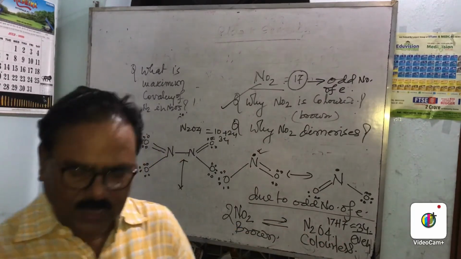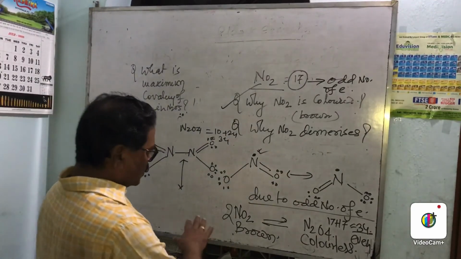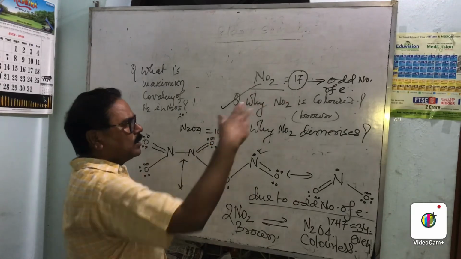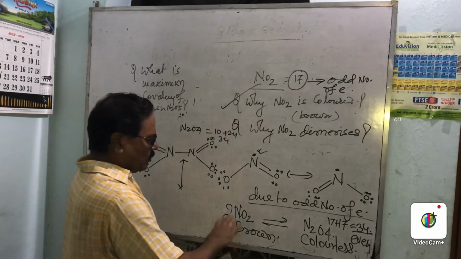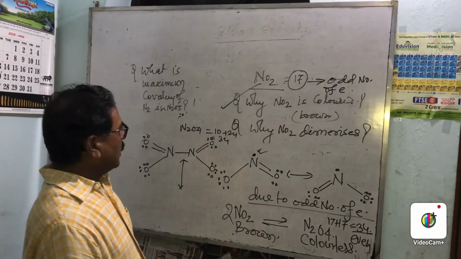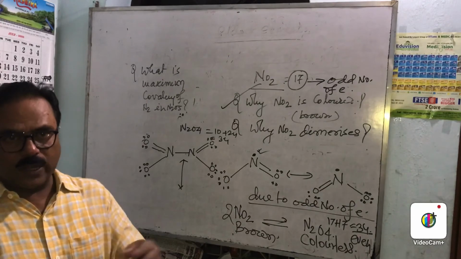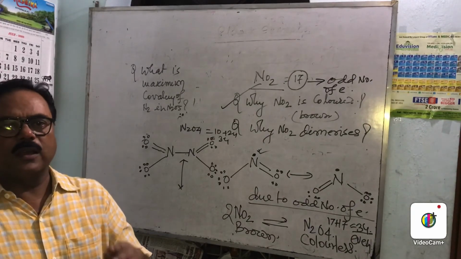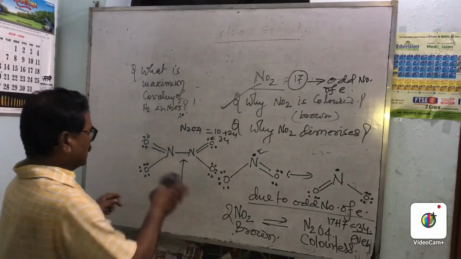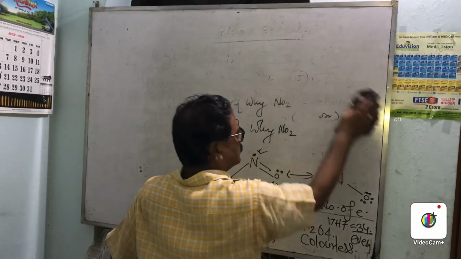So this is the question related to the oxides of nitrogen. The question asked: NO2 is colored, why does it dimerize? When it dimerizes, it is colorless. Now, what is the maximum covalency of nitrogen in N2O5 structure, complete and balance? These are the questions that arise from the oxides of nitrogen.